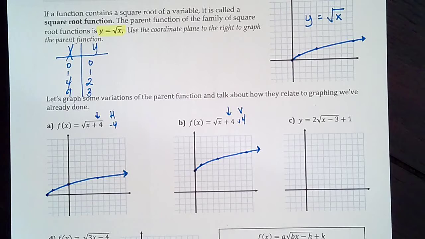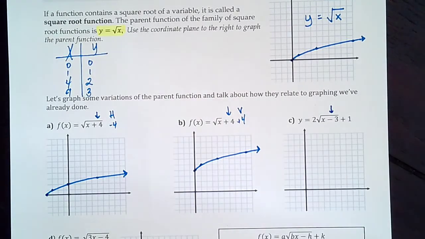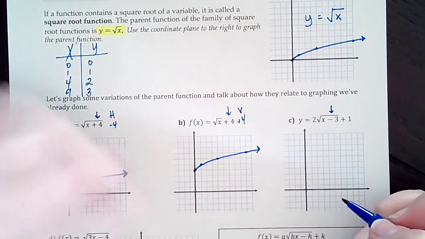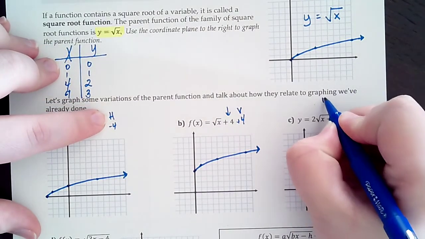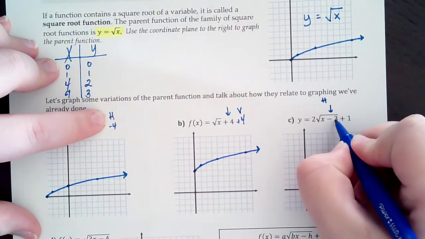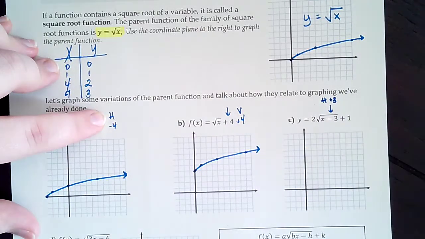All right, this one's getting a little tricky. We've got multiple things going on, and we've added a number out front. So let's talk about what each of those does. We're used to the inside. That's the first one we saw. Remember, horrible horizontals. It's going to do the opposite of what we think. So this is a horizontal, but instead of going negative 3, it's going to go positive 3.